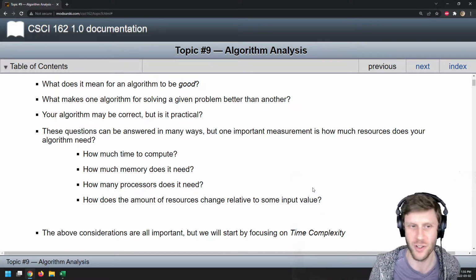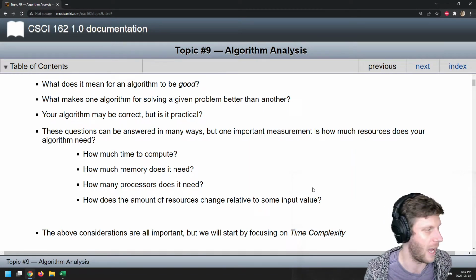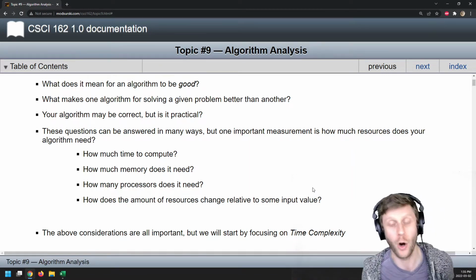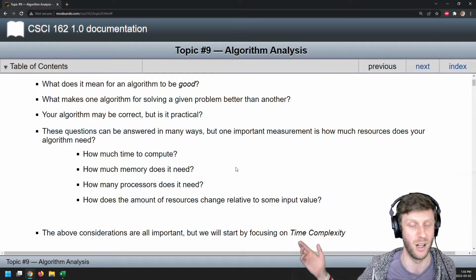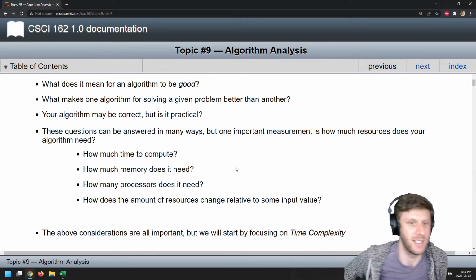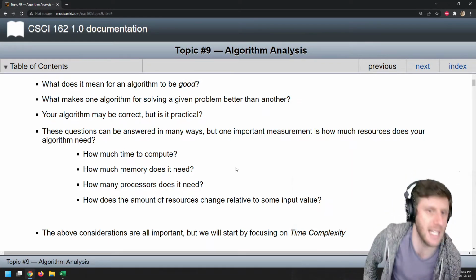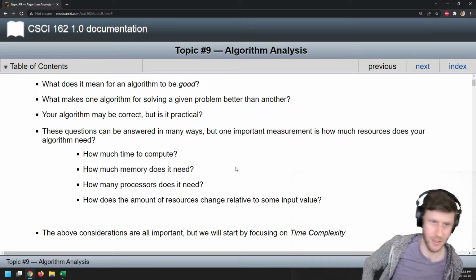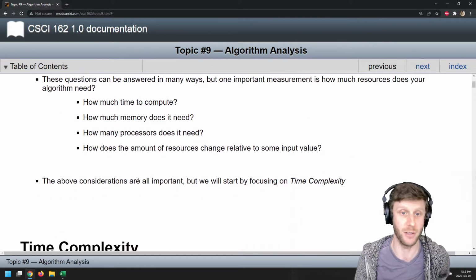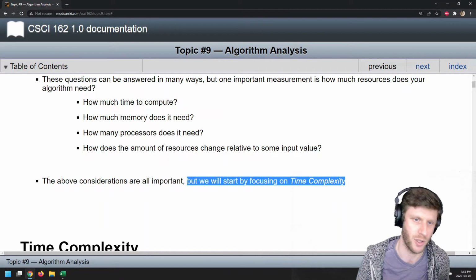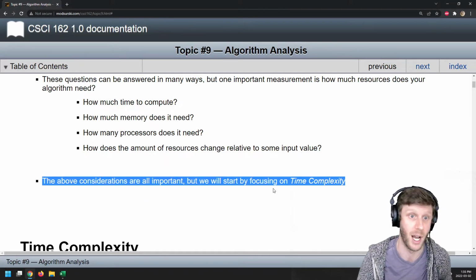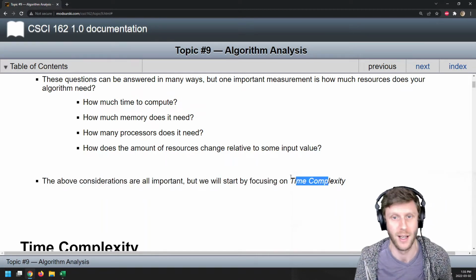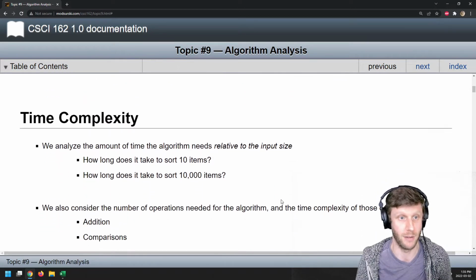Sometimes that relationship doesn't hold. Sometimes if you double the input size, you have a quadratic relationship. Or maybe it makes no difference at all, right? So it's kind of neat, but we're going to talk about all these things. So the above considerations are all important, but the big one we like to focus on, especially when we start learning about this, is time complexity. And this is what we're going to be learning about today.